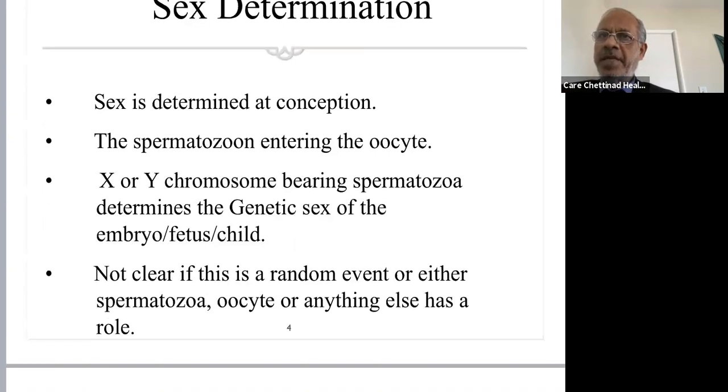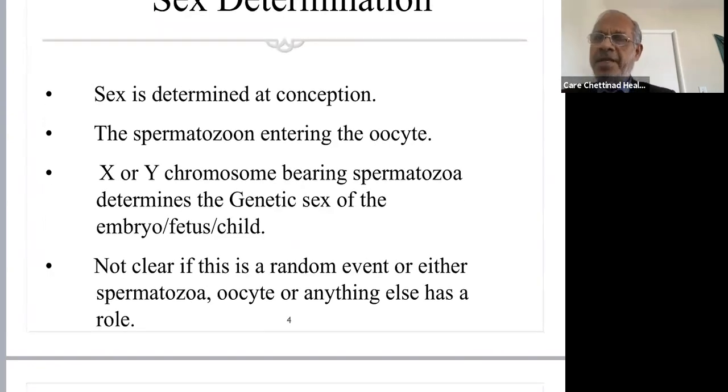Remember, sex is determined at conception. At the moment of conception, the spermatozoa enter the oocyte. The genetic sex is determined. The spermatozoa entering the oocyte determines the sex of the fetus, the embryo, and the future child. X or Y chromosome bearing spermatozoa determines the genetic sex of the embryo, the fetus, and the child.